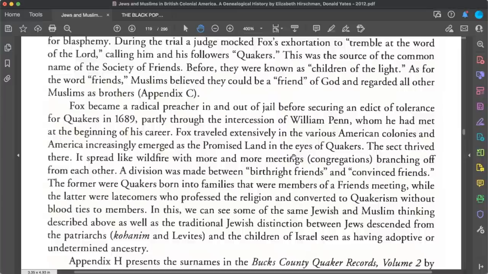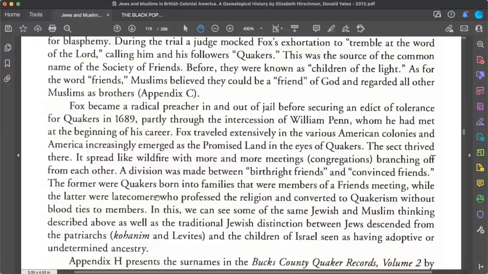Now, they knew this was the promised land. It wasn't emerging. They had come over here because they knew this was the promised land. They took a pilgrimage, Puritan, they took a pilgrimage over here. They knew this was the promised land. These Quakers. The sect thrived there. It spread like wildfire with more and more meetings, congregations branching off from each other.